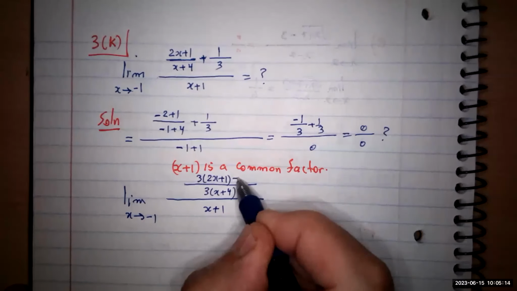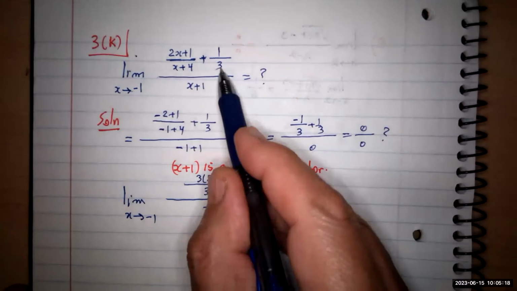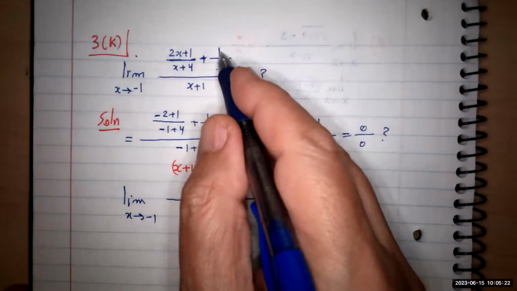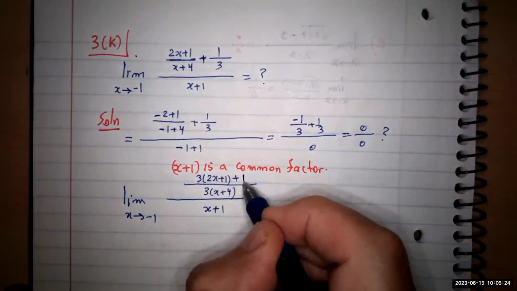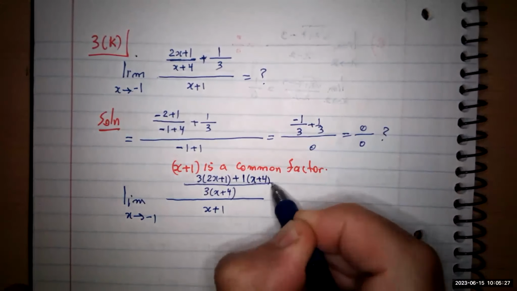Plus, you do the same thing here. You divide the new denominator by the old one. The leftover is going to be x plus 4 times 1. I write it down so that you know what's going on. You see, it's like cross multiplication. You see, 3 times 2x plus 1 plus 1 times x plus 4. Any question?